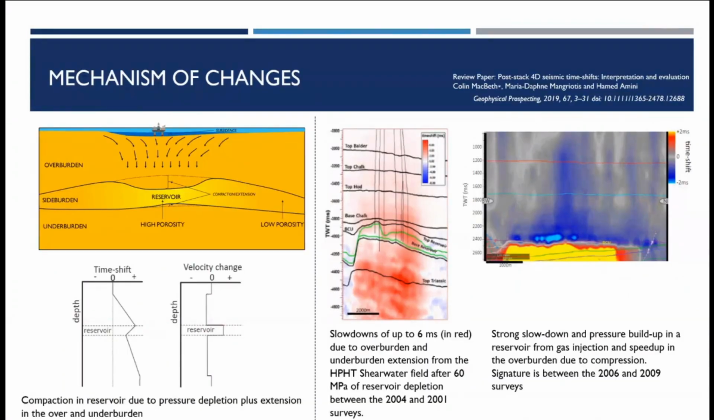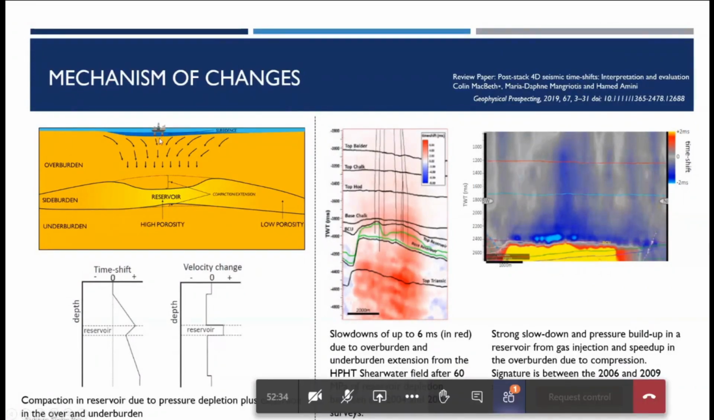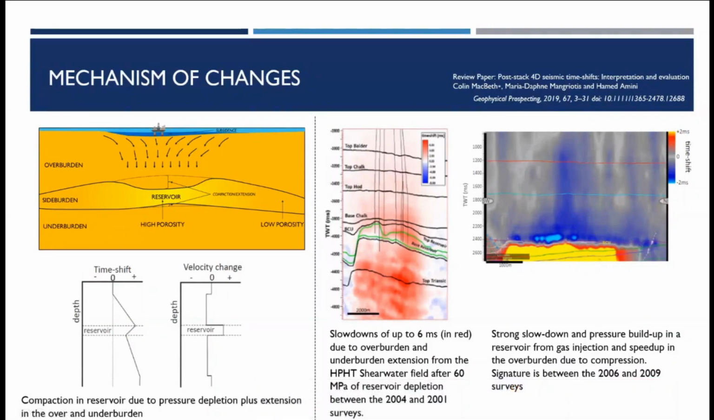When it comes to the mechanism of changes within the reservoir and the overburden and underburden, this is essentially what happens within the reservoir. If you are producing, it creates depletion and it gets compacted. As a result, this part kind of shifts down over here, and your overburden keeps extending. Many times it's manifested with the seafloor sinking as well. We have seen many fields where there is a subsidence on the seafloor.